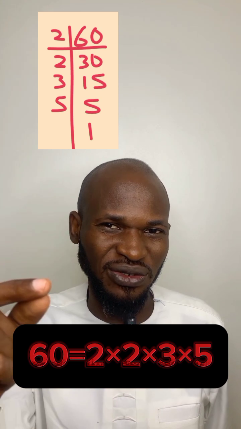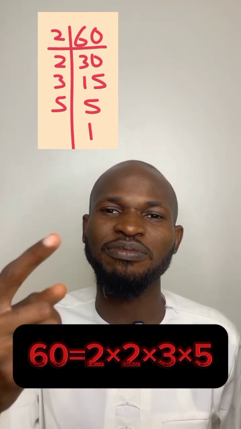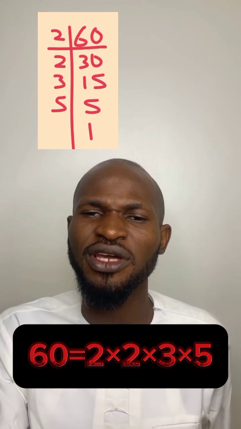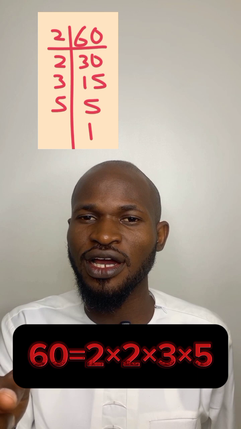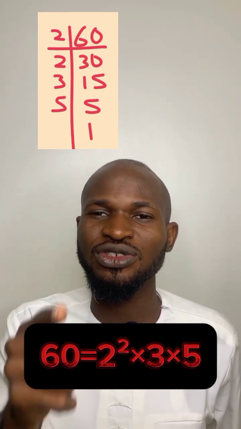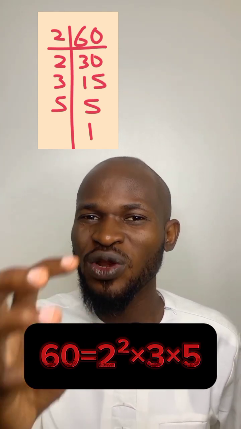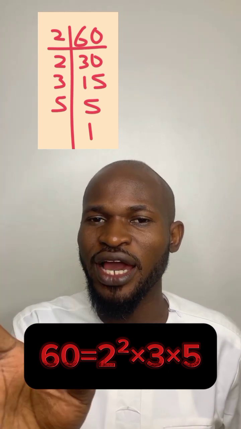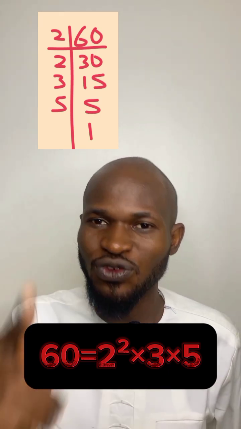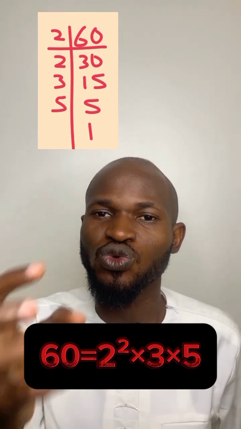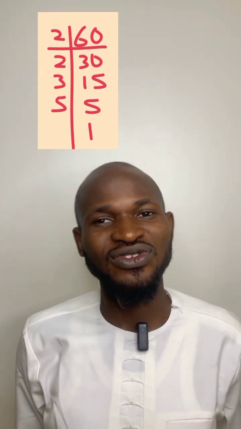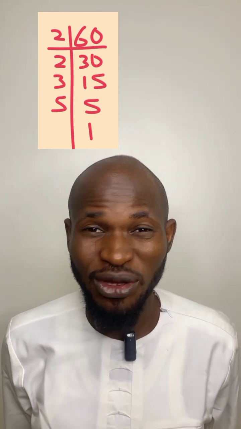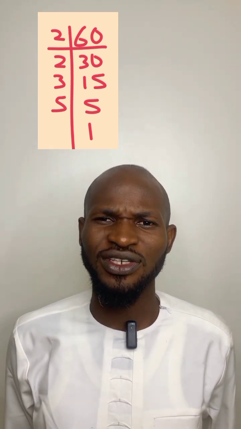But if they mention that you should express 60 as a product of prime factors in index form, then you go ahead and write what? 60 is equal to 2 times 2 times 3 times 5 is equal to 2 raised to the power 2 times 3 times 5. Now the 2 raised to the power 2 has only been expressed in index form because 2 appeared twice. And so that is how you're going to put it down if you were asked to write it down in index form. Simple! So your final answer in index form is 60 is equal to 2 raised to the power 2 times 3 times 5. But if they don't ask you to put in index form, just write 60 is equal to what? 2 times 2 times 3 times 5.